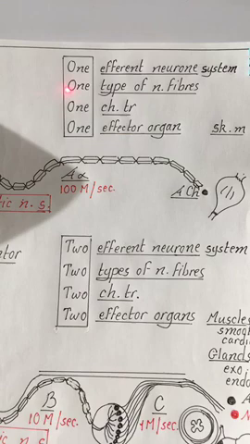The second fact. The somatic efferent fibers supplying the ordinary contractile skeletal muscle fibers are one type of nerve fibers, the A-alpha thick myelinated nerve fibers. Third fact, the somatic efferent fibers secrete one type of chemical transmitter, that's acetylcholine. And the fourth and last fact, the somatic efferent fibers supply one type of effector organs, that's skeletal muscles. So the luck number for somatic nervous system is one efferent neuron system, one type of nerve fibers, one chemical transmitter, and one effector organ, that's skeletal muscle.